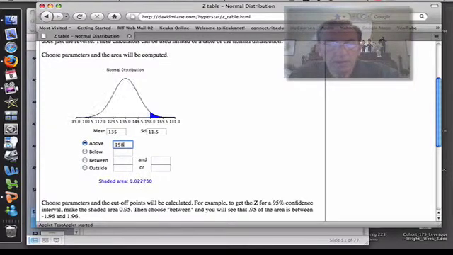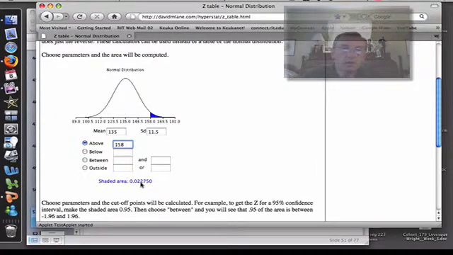Remember, 158 was our value that was z equal to 2. Because 158 minus 135, divided by 11.5, gives a z-score of 2, so this is two standard deviations away, and the likelihood of getting a value above that is 0.0227, which is 2.27%. So it's an unusual value to get out there.